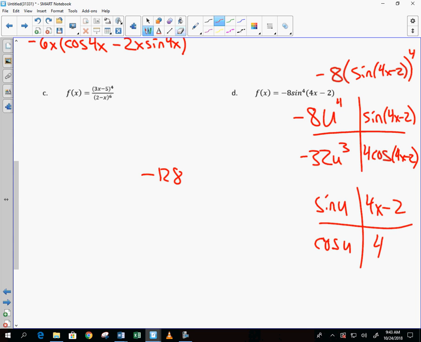We have u to the 3rd, so that's sine cubed of 4x minus 2. What have I not written yet? The cosine of 4x minus 2. That's the derivative.